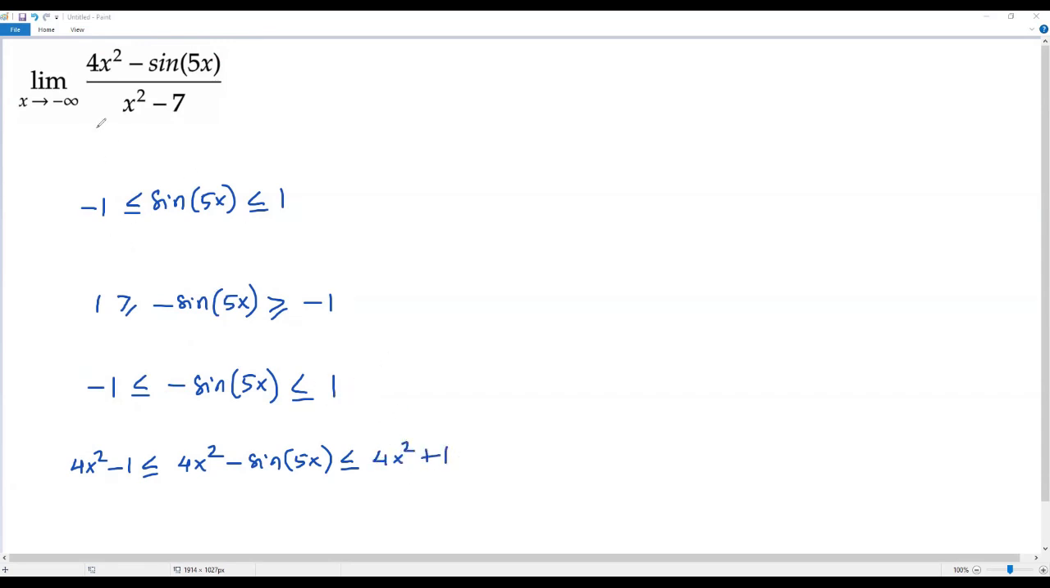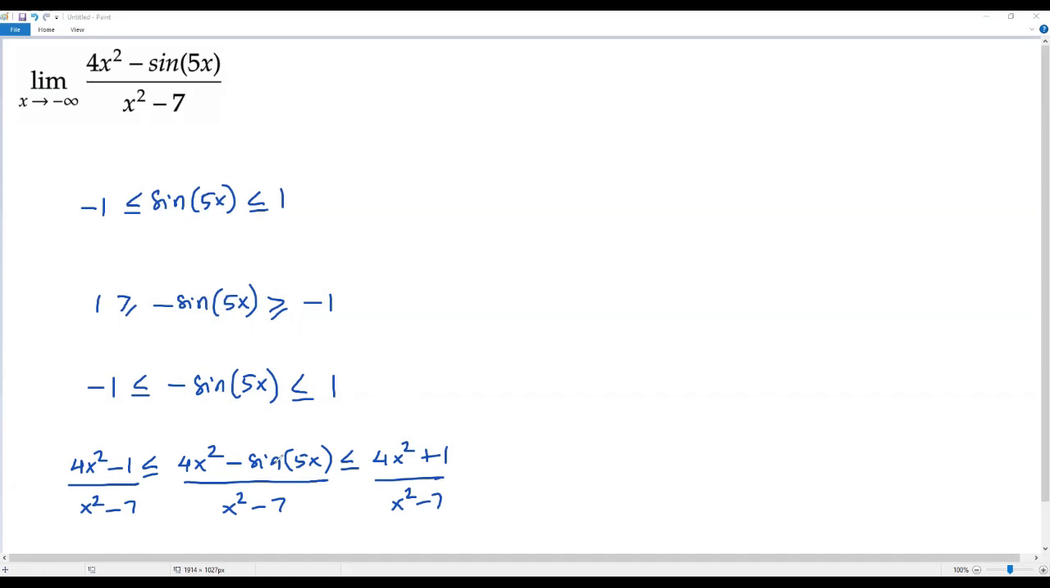Okay, now almost I got it, but still we have the denominator x square negative 7 over here in the middle. So for that I have to divide all the three quantities by x square negative 7. Okay, let me do it. I divide the first one by x square negative 7, and this one by x square negative 7, and this one by x square negative 7.